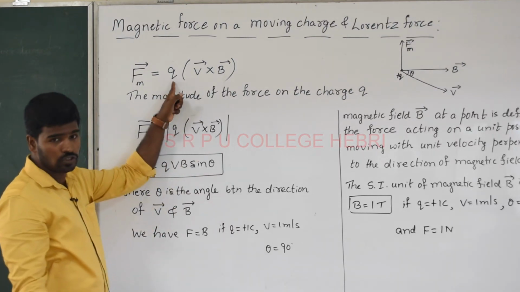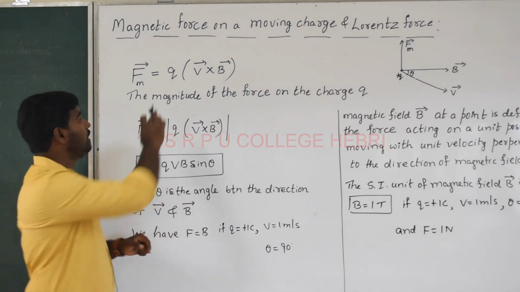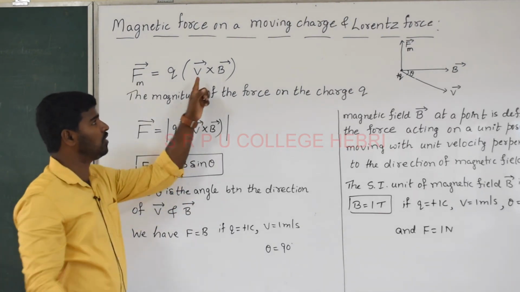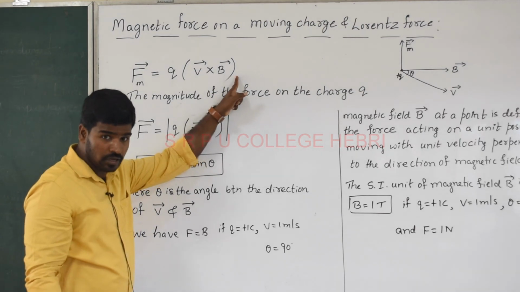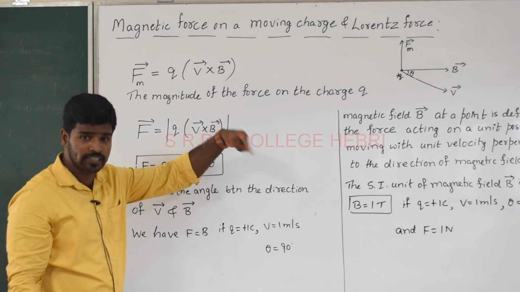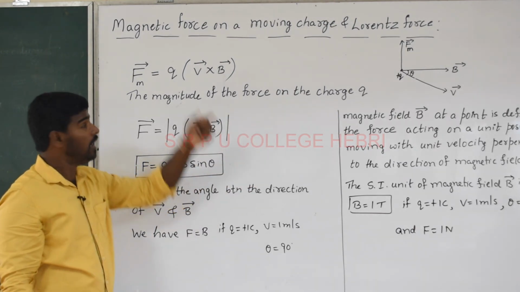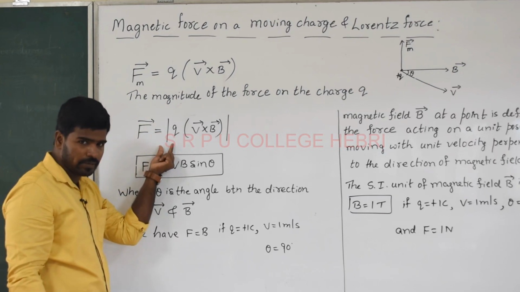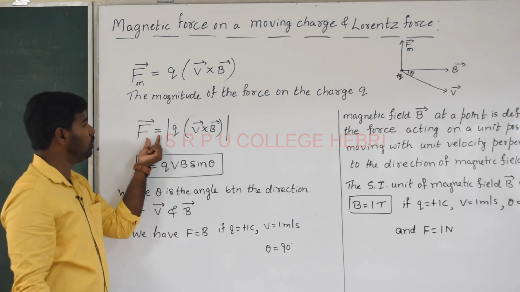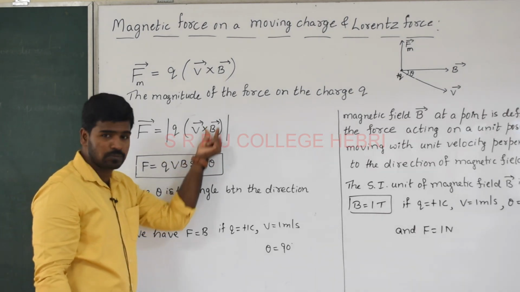What about q? It is the charge. Charge is a scalar quantity, it is not a vector. Therefore Fm vector is equal to q times v vector cross b vector. Now the magnitude of the force on the charge q moving with velocity v in a uniform magnetic field b vector. When we write the same equation in magnitude, f is equal to the magnitude of q times v vector cross b vector.